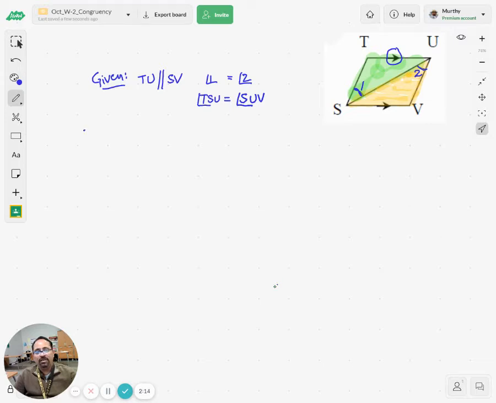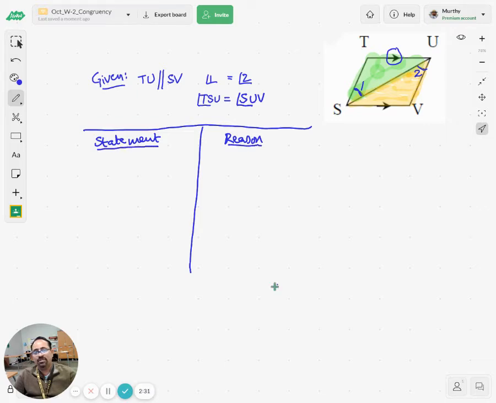So let me take my T chart, and let me write my statement here, and I am giving you the reason also. The first one is angle 1 equals angle 2, or else I can say that angle TSU equals angle SUV. How do you know this? Because it's already given in the question, or it is marked in the diagram. So angle equals angle.